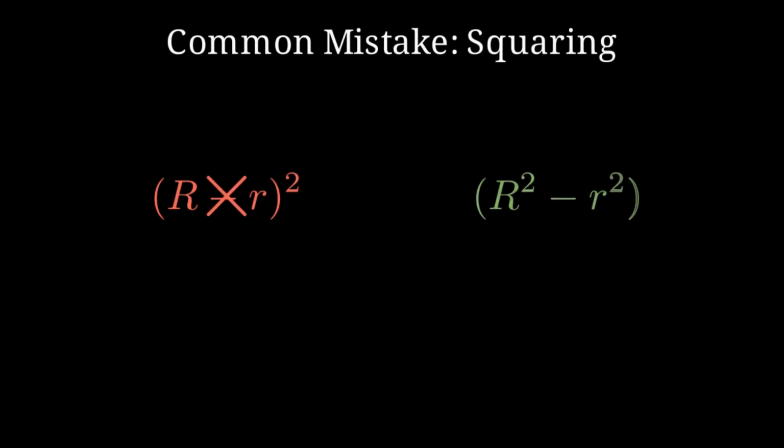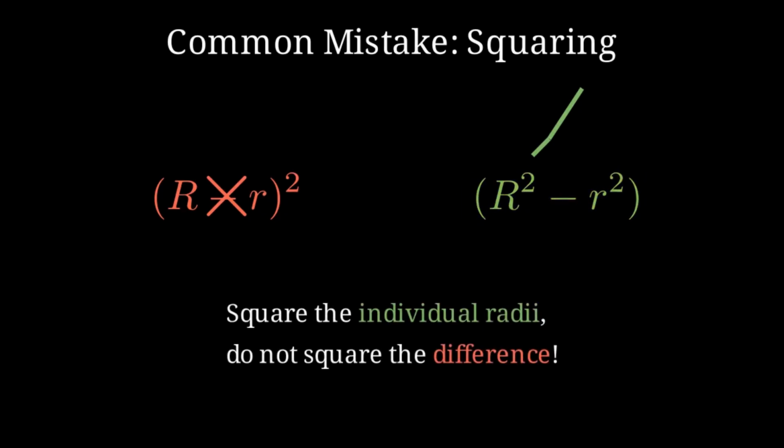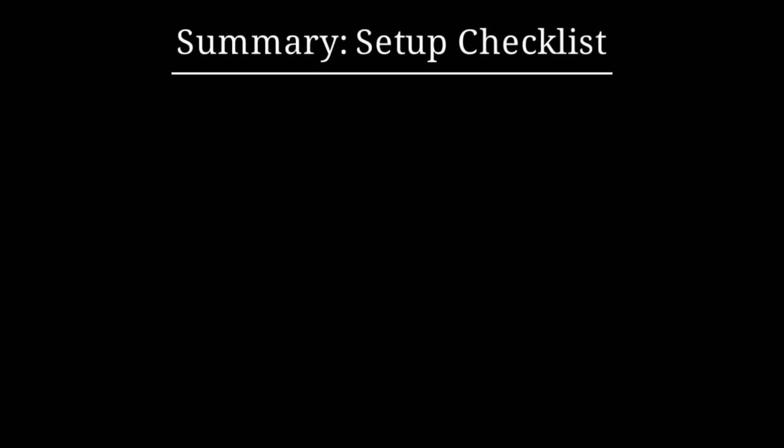A very common mistake is to subtract the functions first and then square the result. This is incorrect. You must square the outer radius and the inner radius separately before subtracting. Mathematically, the area of a ring is pi R squared minus pi r squared, which factors to pi times the difference of the squares. To summarize the washer method, first, sketch your region and the axis of revolution.